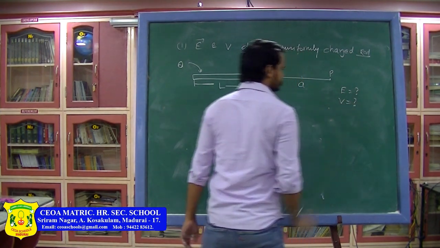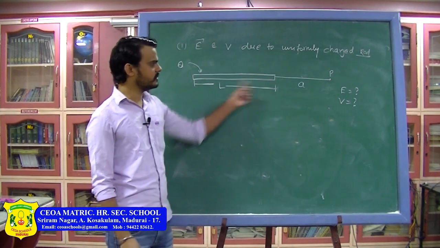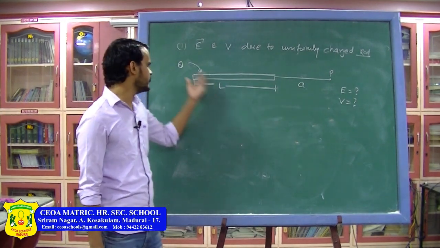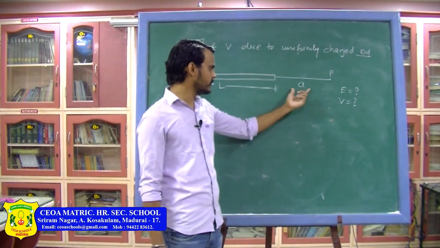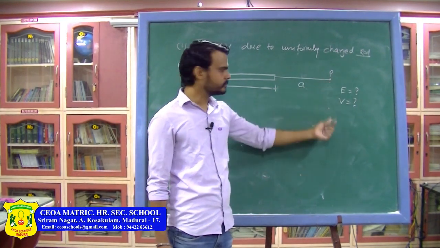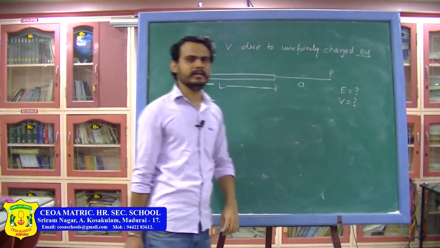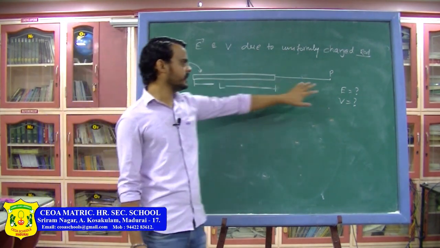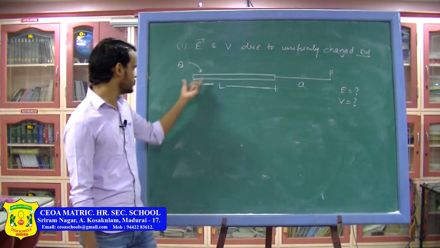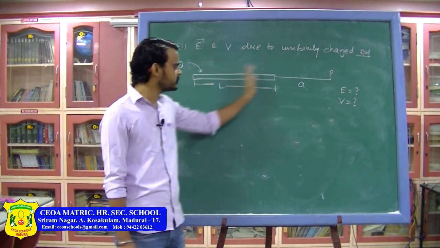Again, you have a uniformly charged rod, the length of the rod is L, and the charge on the rod is Q. From this end, at a distance A, there is a point P, and at this point P I want to find the electric field and electric potential. Now I cannot write the electric field due to this rod as kQ by a square, because this is not a point charge; here the charge is distributed over the length.